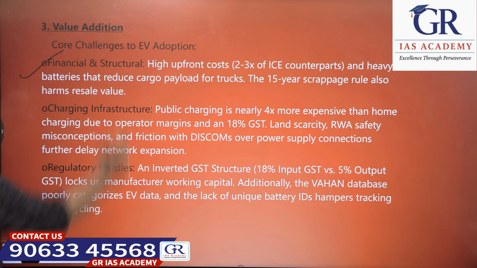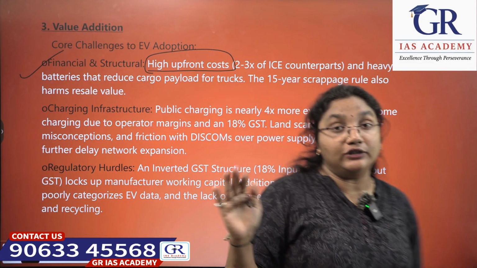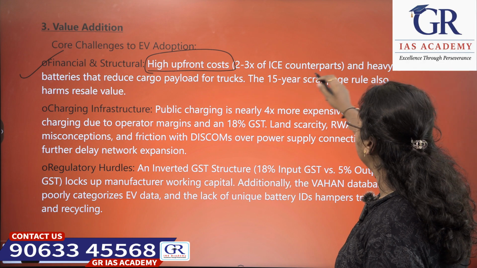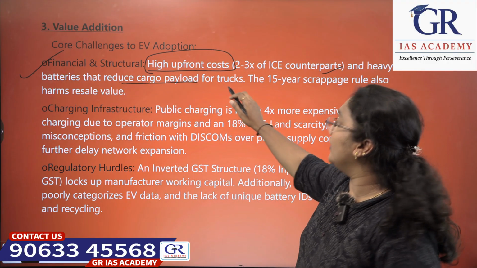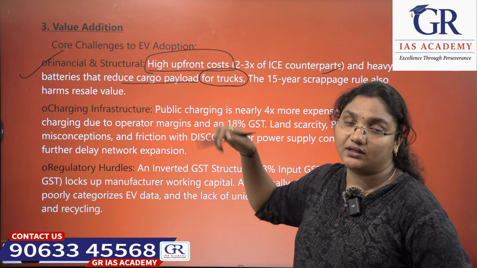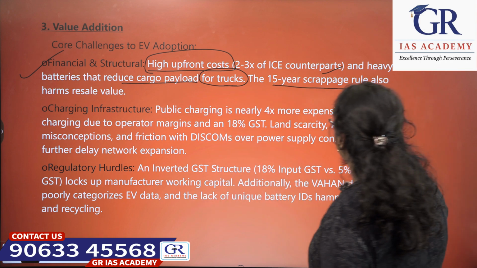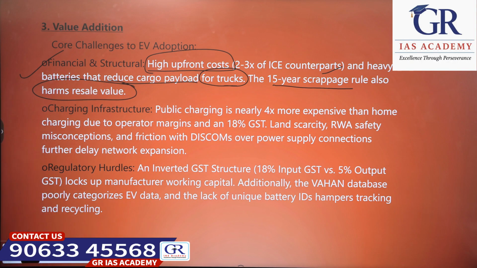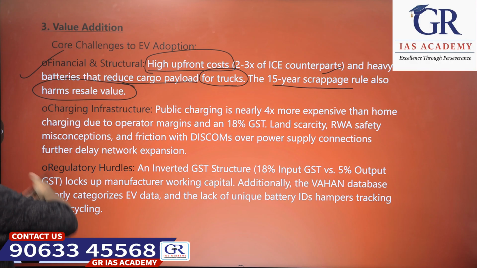The first one is financial and structural, because of high upfront costs, 2 to 3 times those of ICE counterparts, and heavy batteries that reduce cargo payload for trucks. The 15-year scrappage rule also harms resale value. Not having much resale value is also one of the challenges.